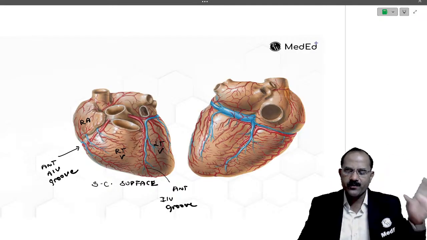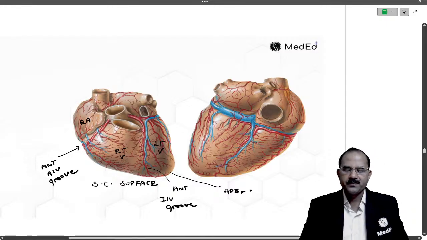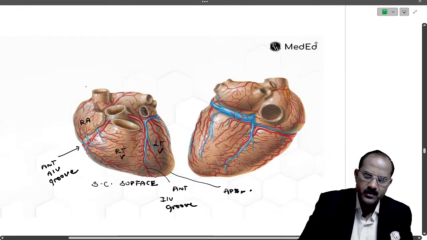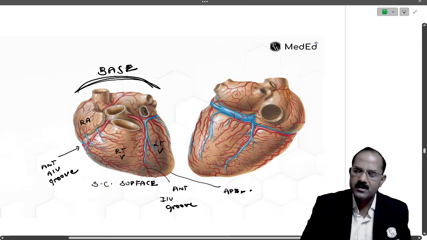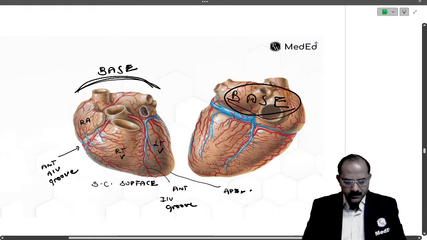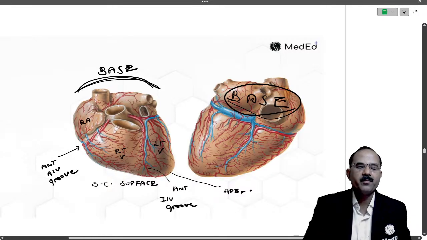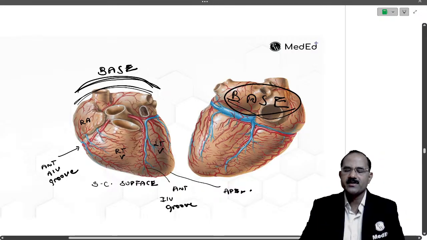That's the sternocostal surface. What is this for the heart? That's the apex of the heart. Exactly behind the apex, what is this area of the heart? That's the base of the heart. We turn the heart. This is the base of the heart. This chamber from behind is the base of the heart. We've turned the heart, so that's the base of the heart.